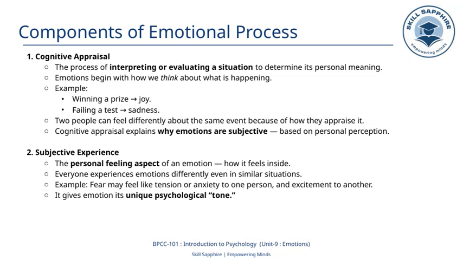Let's take a closer look at the components of the emotional process. First, we have cognitive appraisal, which is essentially how we interpret or evaluate a situation to find its personal meaning. It's the starting point for our emotional responses because emotions are often shaped by how we think about what's happening around us. For example, winning a prize might make us feel joy, while failing a test could lead to sadness.